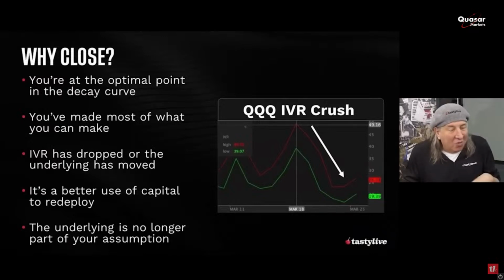What is your target? Well, it should be at the expected move. So when you put a position on, you know the expected move is $10. If the underlying moves $10, then you have to reevaluate. Hey, it went to the expected move. I should take my profits.